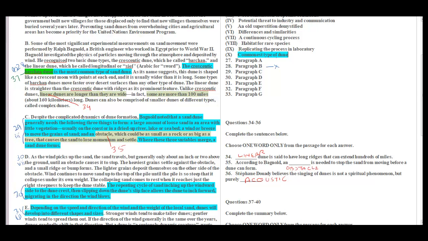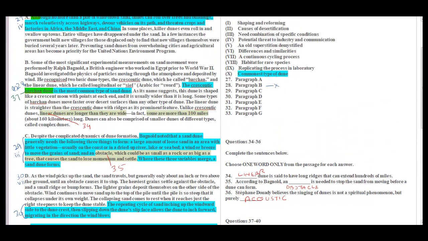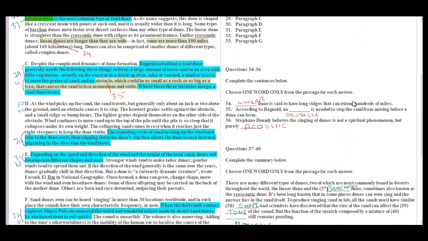Next, 35th is: according to Bagnold, dash is needed to stop the sand from moving before a dune can form. So we have already studied how dunes are formed, the formation of dunes. We have seen that in the C question. An obstacle, which could be as small as a rock or as big as a tree, causes the sand to lose momentum and settle. So if there is an obstacle, the moving sand grains will settle down. They will lose the momentum and settle down at that place, and the sand dunes will be formed. So the 35th answer is obstacle.